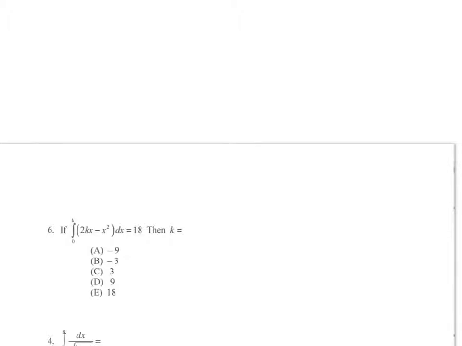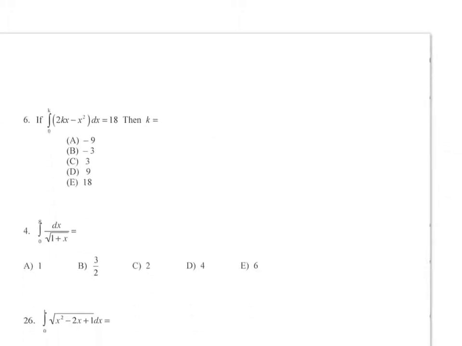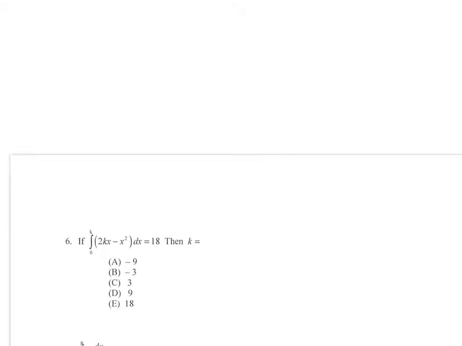Number 6 is a good problem to take a look at here. We have this k sitting in there in a couple different spots. K, remember, is just a number. It could be like 2 or 3 or e or pi. It's just a number. It's not so much a variable as compared to x. So we are just going to integrate this.